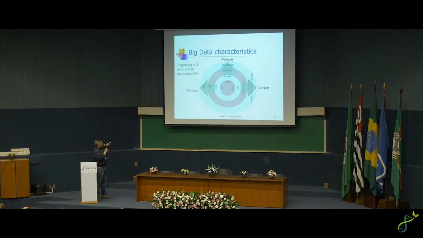So this is how, in 3 dimensions, the thing evolved in the last years. When I started working with computer science, the velocity was very low. The data was produced in batch. So I have one data now, some files later. And now you have the data stream where data comes at high velocity.